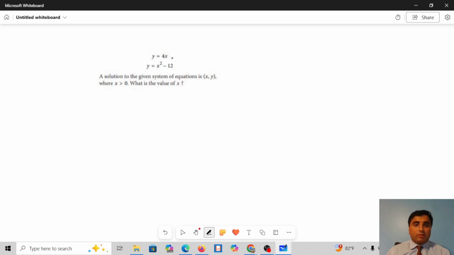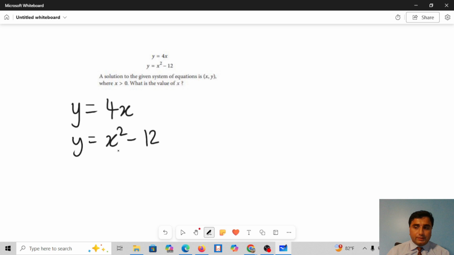Now, we have that y equals 4x and we have that y equals x squared minus 12. So let us write that down over here first. Y equals 4x, and then y equals x squared minus 12. So what we're going to do in order to find the value of x is bring this 4x down over here.